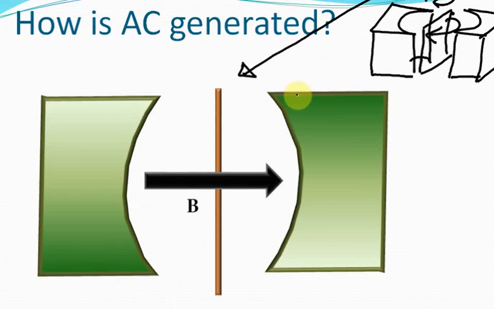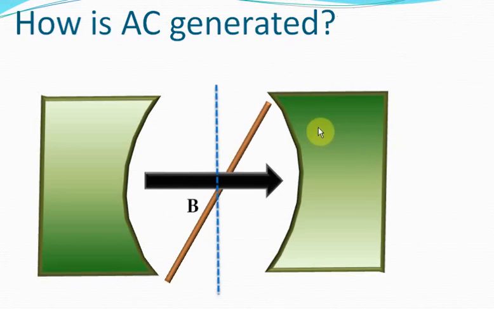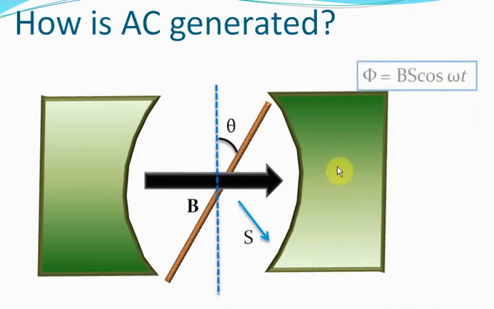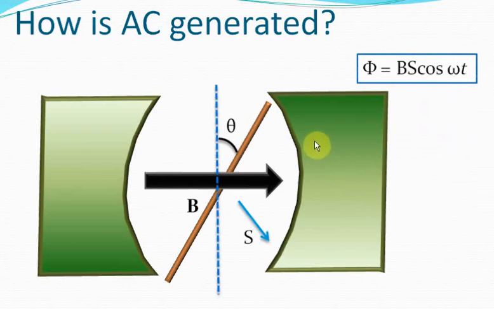Understood? So when a coil rotates like this as shown, in that case, when it makes an angle theta with the vertical, then the net magnetic flux passing through the coil is Bs cos theta, isn't it? Now, if this coil rotates with an angular velocity omega, the angle theta that it covers in time t will be omega t, and therefore the net flux passing through this coil at any time t will be Bs cos omega t, isn't it?